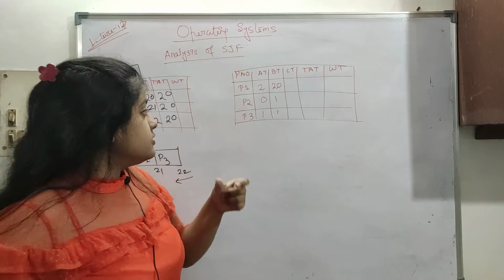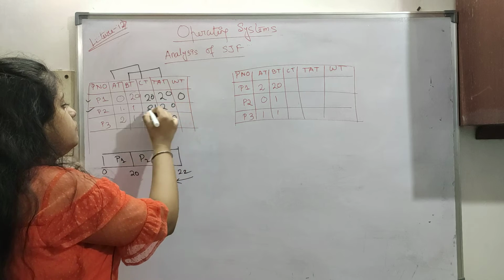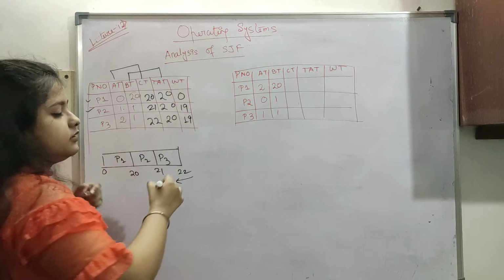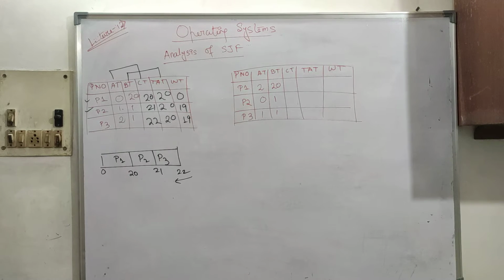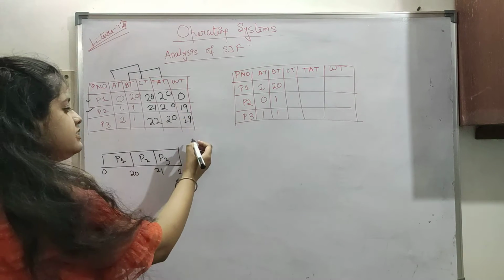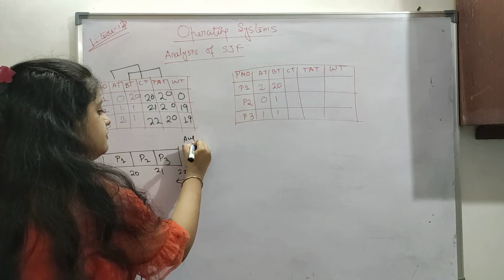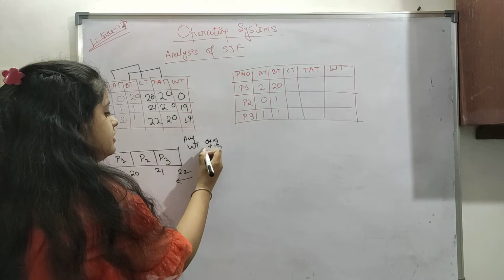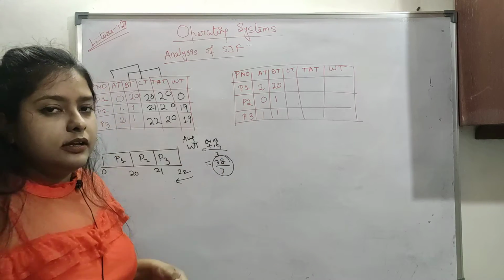So now next is waiting time. Waiting time means TAT minus BT. So this is 0, 20 minus 1 is 19, and 20 minus 1 is 19. I think I made some mistake, but there was no mistake. So now if we have to find the average waiting time, it is 0 plus 19 plus 19 divided by 3. This is 38 by 3, which is quite a high number.